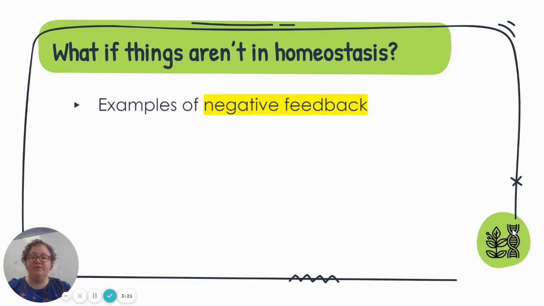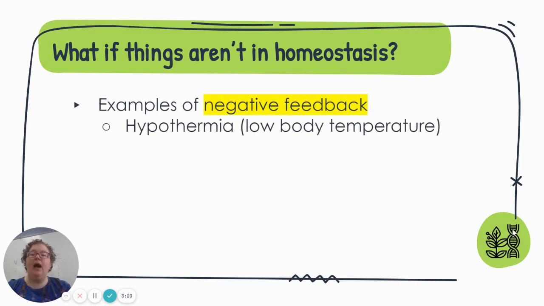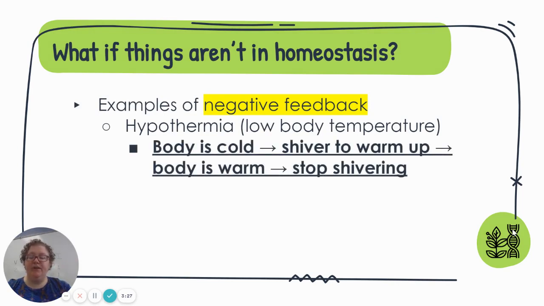So here are some examples of things that are negative feedback. Hypothermia, or low body temperature. If you have hypothermia, that means your body is cold. It's too cold. As a response, your body wants to warm back up. So you're going to shiver in order to warm up. Once your body is warm again, you're going to stop shivering, right? So negative feedback is trying to do the opposite of what the change was.